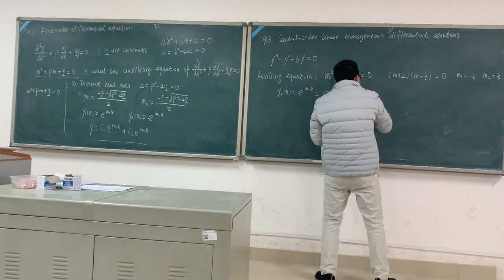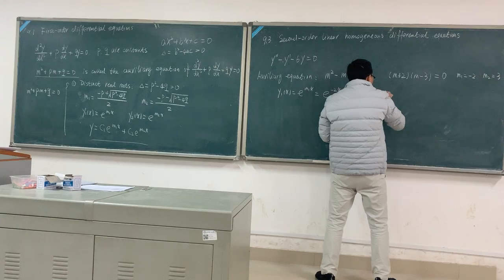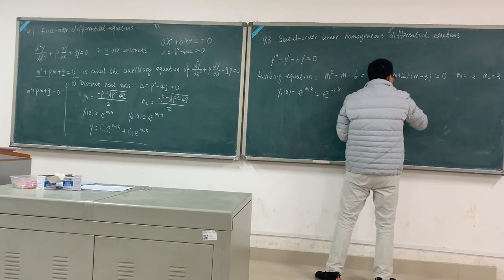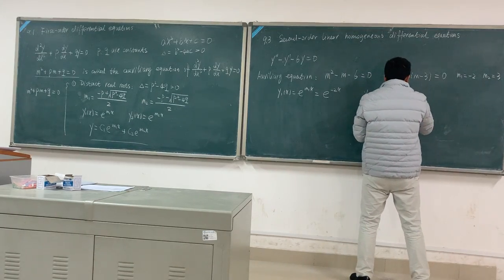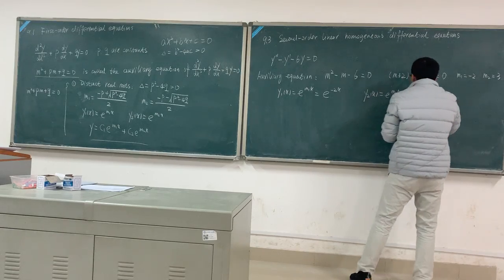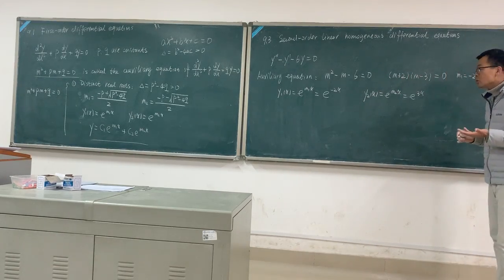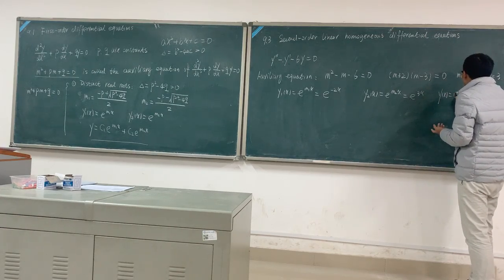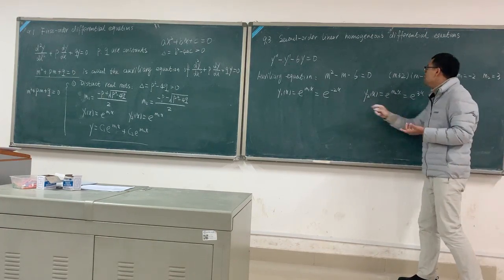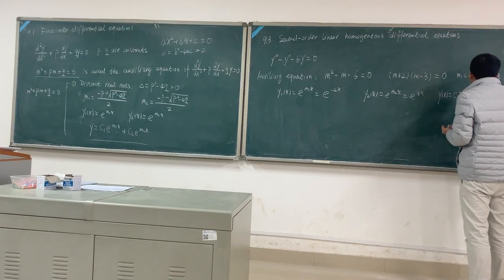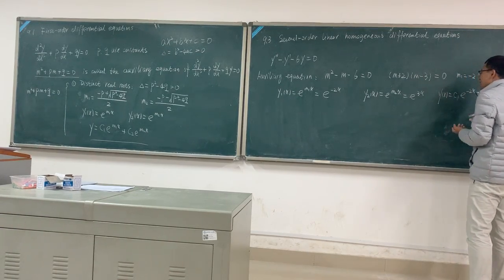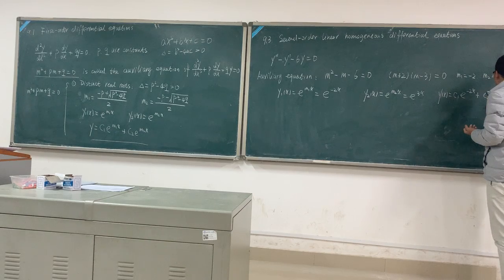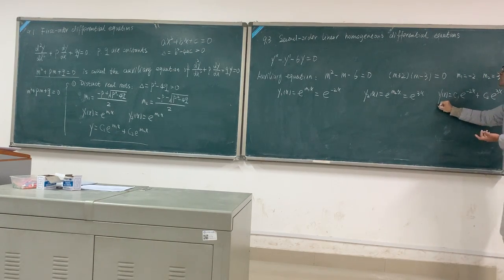The second is y2(x) equals e to the m2x, and m2 is 3, so e to the 3x. So the general solution is y(x) equals c1 e to the minus 2x plus c2 e to the 3x. This is the general solution.